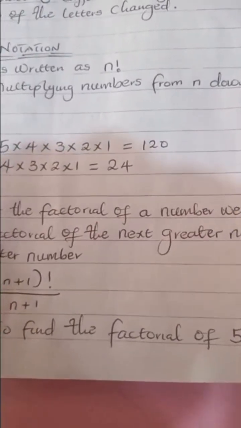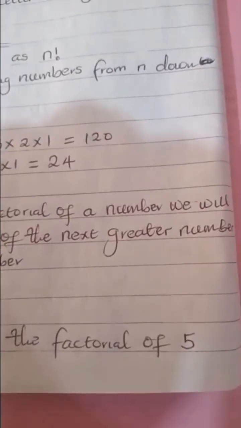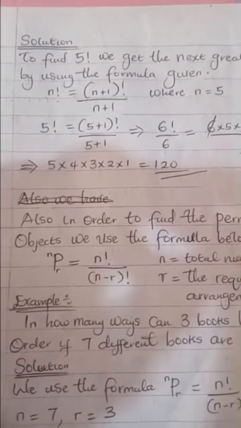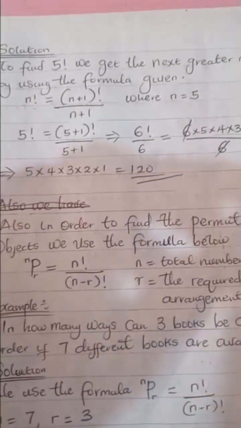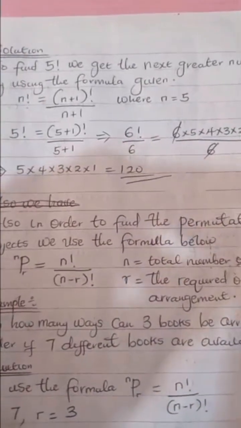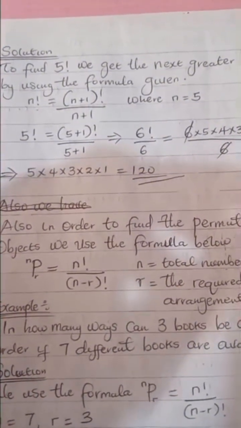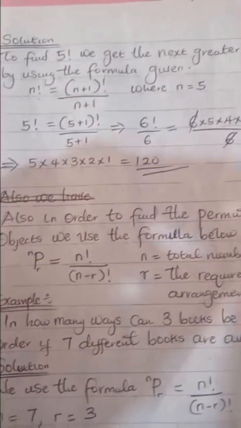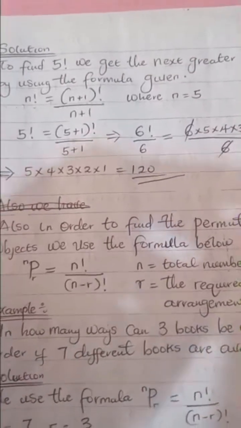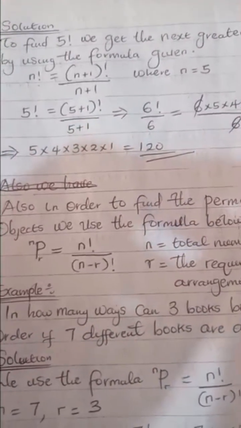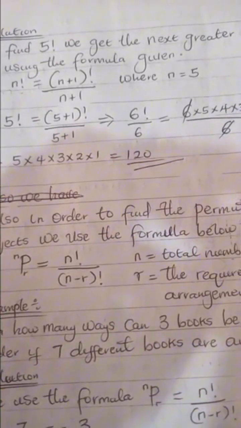For example, let's look at this example. Find the factorial of 5. So how do we get the factorial of 5 here? Solution: to find 5 factorial, we get the next greater number using the formula given. n factorial equals (n plus 1) factorial over n plus 1. So we look for the next greater number that is greater than 5 by 1. So now it will be 6. So (5 plus 1) factorial over 5 plus 1, which will give us 6 factorial over 6.